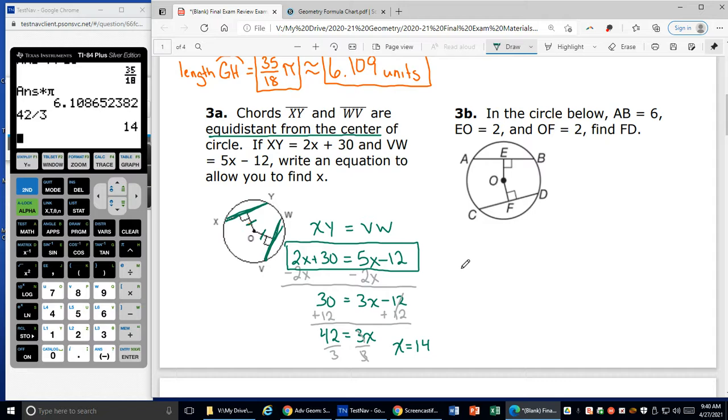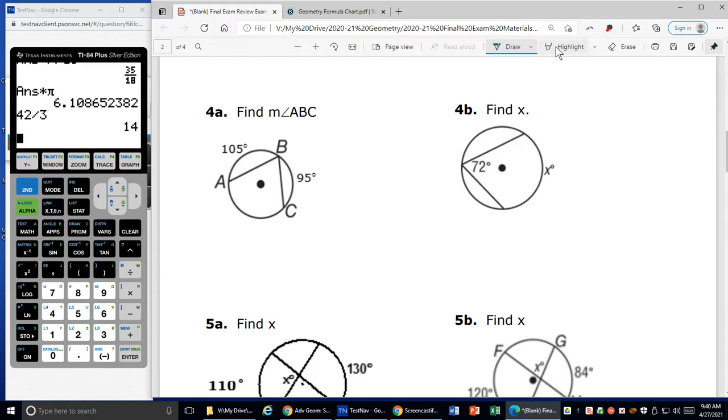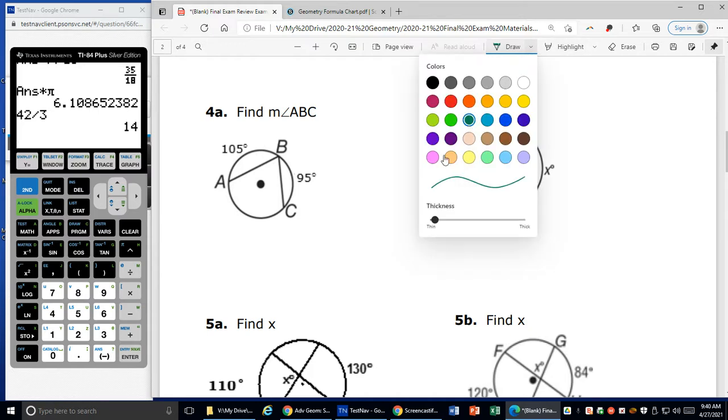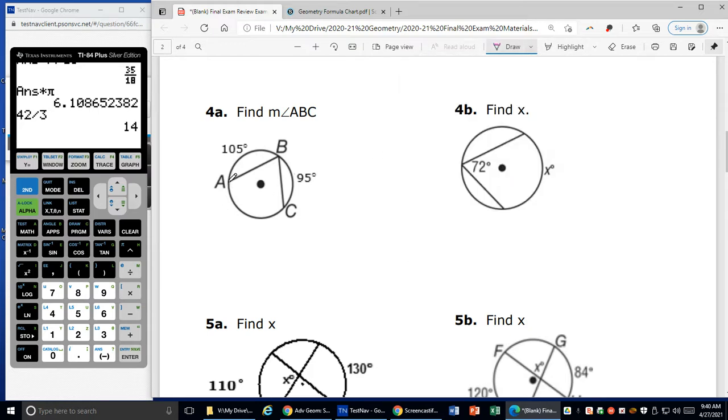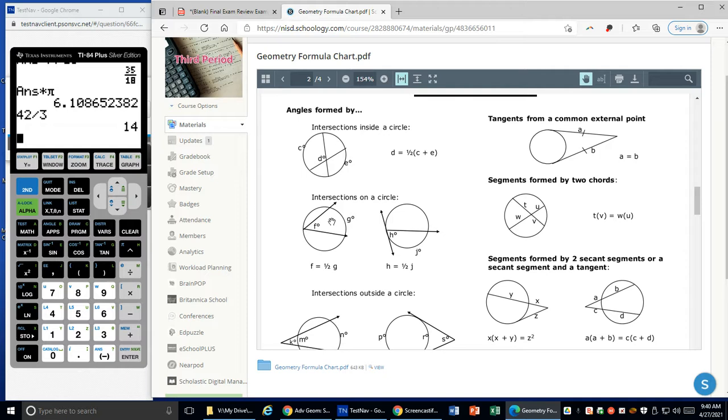All right, let's look at 4A. 4A, find the measure of angle ABC. So for this one, I can see that my angle is on the edge of the circle. If I look at my formula chart, when I have my intersections on the circle, this angle in here, F, equals 1/2 the arc G. So the angle equals 1/2 the arc.